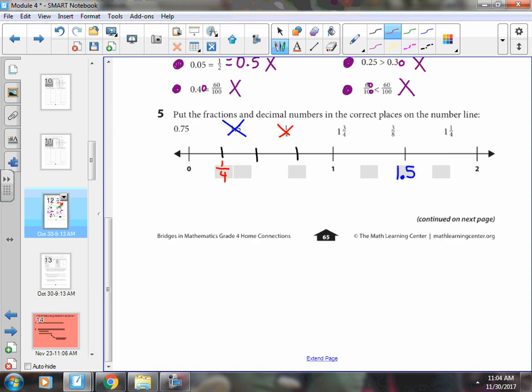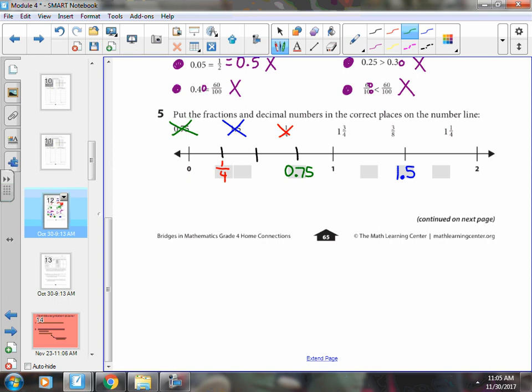And that third gray box looks like it's at 3/4. And I don't see 3/4 as a fraction, but I do see 3/4 as a decimal. Remember that 3/4 is the same thing as 75 hundredths. 0.75, I could think 3/4.